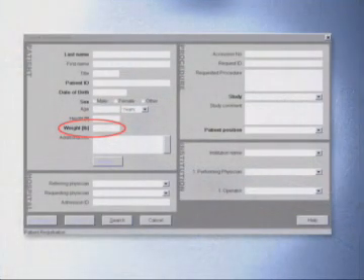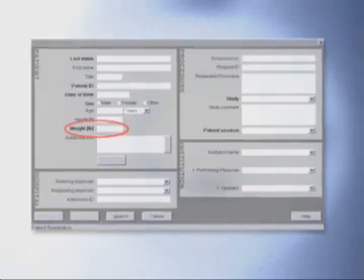Since the computation of SAR involves the patient's weight, it is important to enter this information correctly during registration. The limit values are fixed by international safety standards. Now, let's take a look at the heart of the MR system, the magnets.